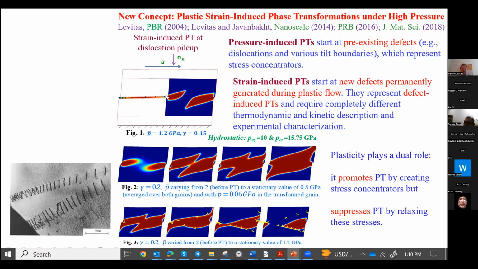And also important that phase transition is not localized at the tip of the dislocation pileup. With increasing shear, there is growth, coalescence, and quite a large amount of high pressure phase. But plasticity plays a dual role. It promotes phase transition by creating a stress concentrator, but it also suppresses phase transition by relaxing these stresses.